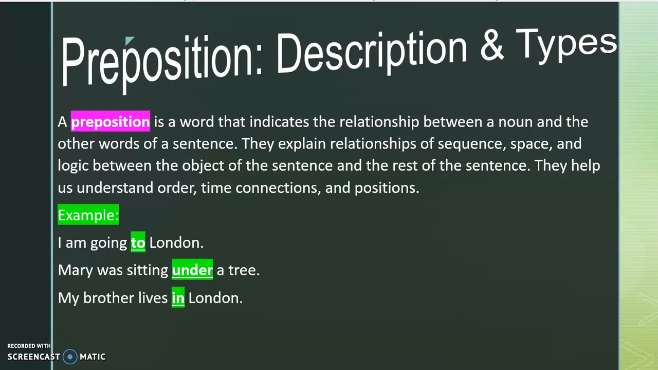First of all, preposition. What does preposition mean? A preposition is a word that indicates the relationship between a noun and the other words of a sentence. They explain relationships of sequence, space, and logic between the object of the sentence and the rest of the sentence. For example, I'm going to London. Mary was sitting under a tree. My brother lives in London. Now, all the words among these 3 sentences, to, under, and in, are known as prepositions.